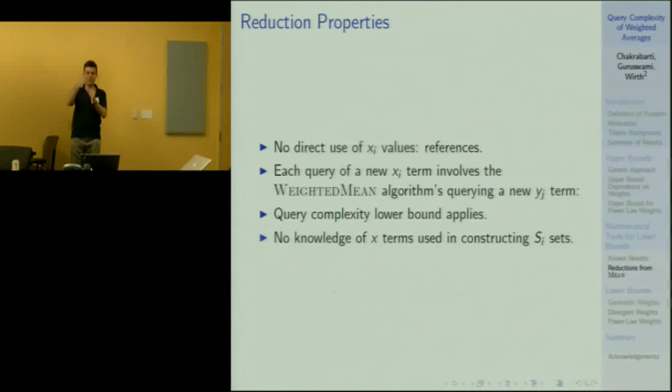Now note that we don't actually copy the x values into the y's. We're just making references, so that whenever you query this y, you query the appropriate x. Moreover, every time you look at a new x term, it forces you to look at a new subset and therefore a new y term. So any lower bound on the x's is also going to apply to the y's. And the other point is that we're not using any fact about the x's to determine these subsets. It's purely something to do with the weights and their nature that determines these subsets, and therefore how hard the accompanying weighted mean problem is.